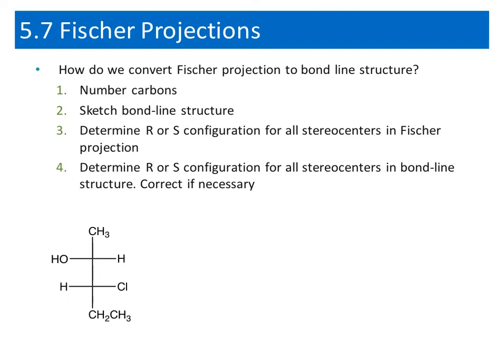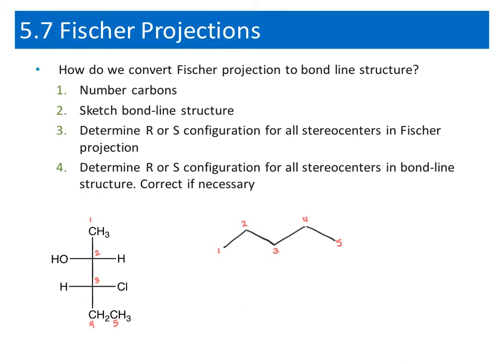So step number 1 is to number carbons. Find the longest carbon chain and number it. So in this structure, this is carbon number 1. Each junction shows carbon 2, 3, 4, and 5. The next step is to draw a bond line structure that matches the number of carbons: 1, 2, 3, 4, and 5.